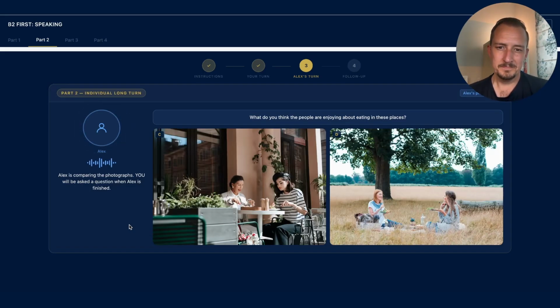The people in both groups seem to be enjoying the social side of eating, but the first place is more convenient and comfortable, while the second is more natural and relaxing.